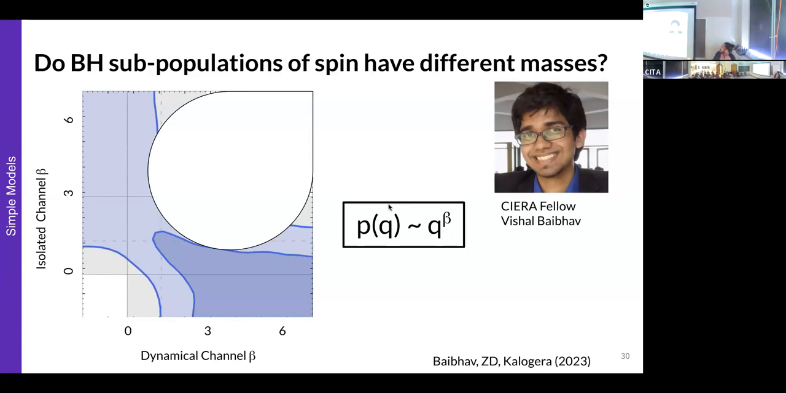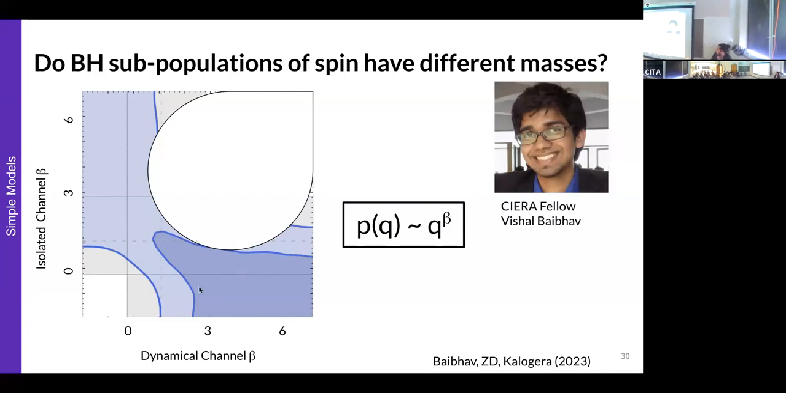So Vishal gave a different beta to both these black holes that should have isotropic spins, and then the ones that should have aligned spins. And he checked, what do the data support? Here on the x-axis, I'm showing the dynamical channel beta, and then the isolated channel beta on the y-axis. And the blue color represents the posterior support for a given combination of these two betas.